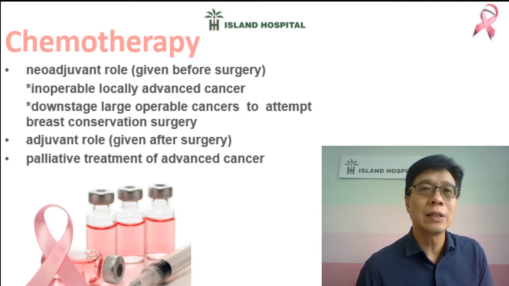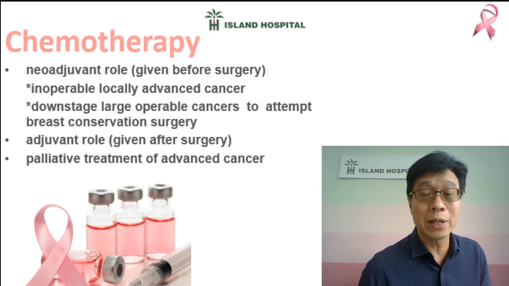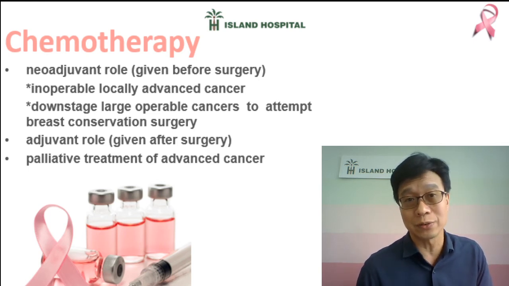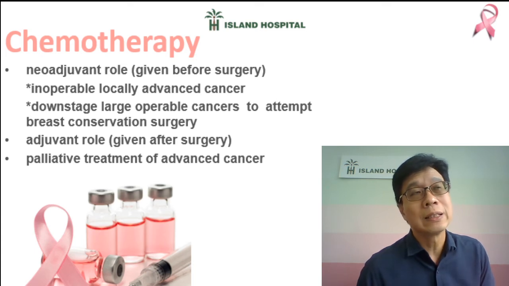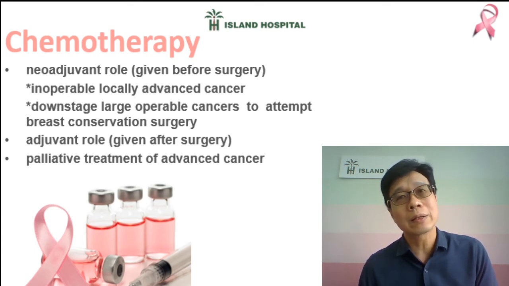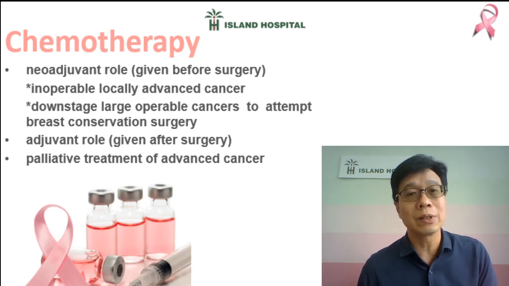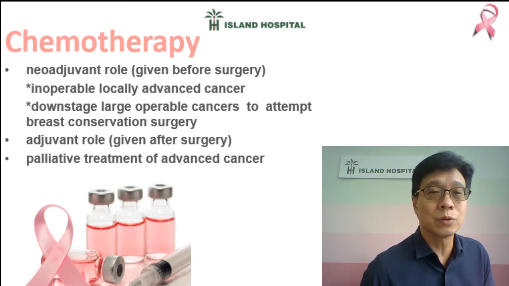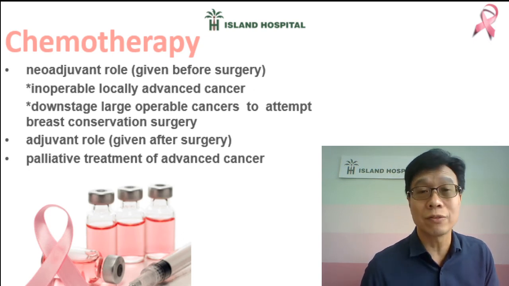Adjuvant role means that we are giving it to hopefully kill off whatever cancer cells are present that may not be detected at the time of surgery with the current means of imaging and so forth. In some patients where the cancer is incurable, it can be given as a palliative treatment to give more time to the patient and more comfort.